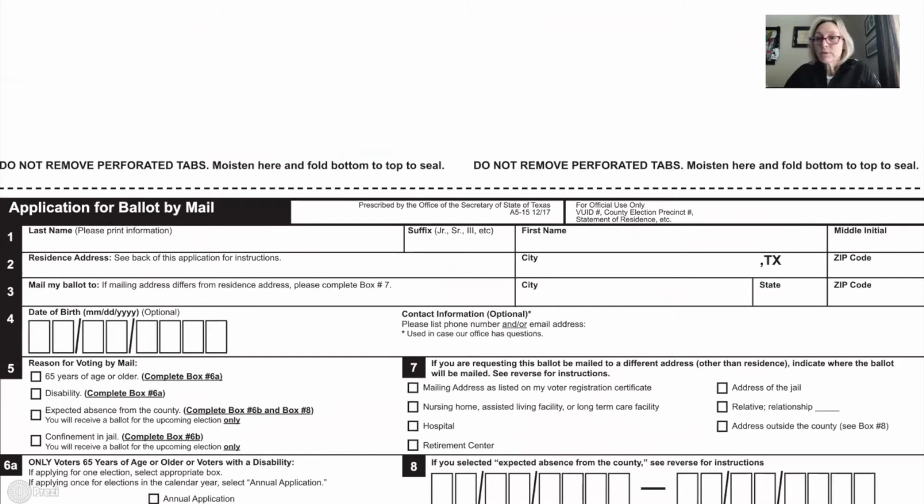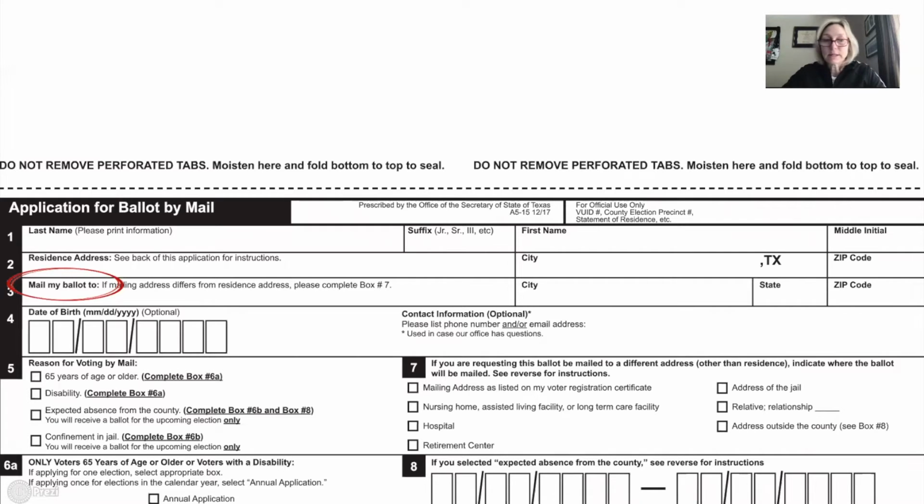So first of all, you see the regular last name, first name, all that good stuff. The thing I want to draw your attention to here is the residence address is where they're registered. So that's your home address. For my college student, she's going to write in my home address as the residence address. The mail my ballot to is going to be her college address. That's a P.O. box for her.